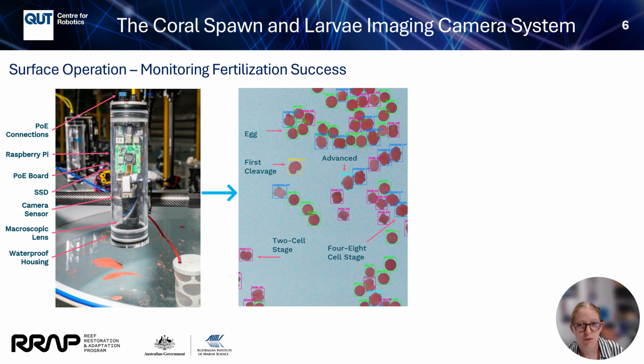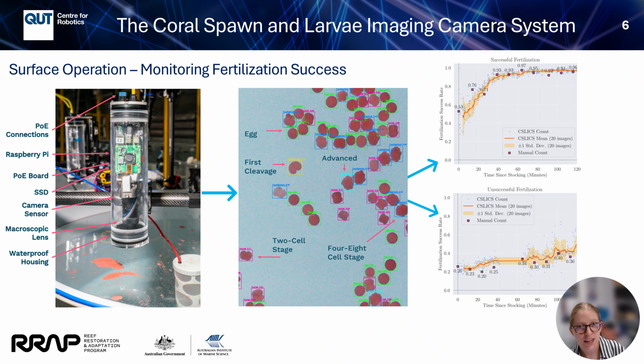The surface operation model detects the stage of embryo development over time, which allows us to assess fertilization success. We use an iterative process with a human expert in the loop for training these models. This graph shows the fertilization success rate increasing over time, and the bottom graphs show how CSLICS is able to detect an unsuccessful culture. These results are streamed to a centralized computer, allowing operators to remotely check all tanks in the CSLICS network.